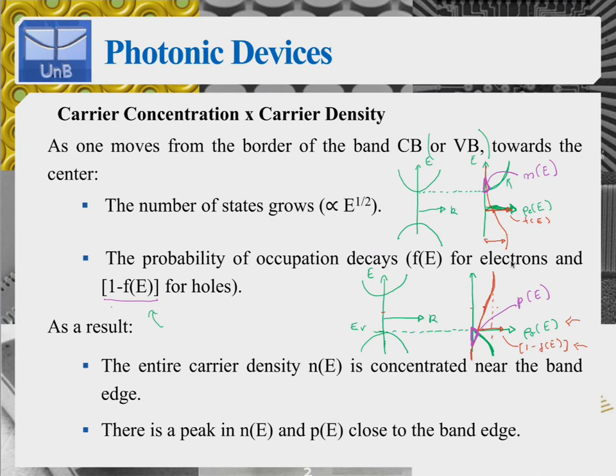So what we see here is that the electrons are concentrated close to the band edge with a peak that is slightly above the band edge for the conduction band. And the holes, on the other hand, are concentrated near the band edge of the valence band, again with a peak that is slightly below the band edge EV.